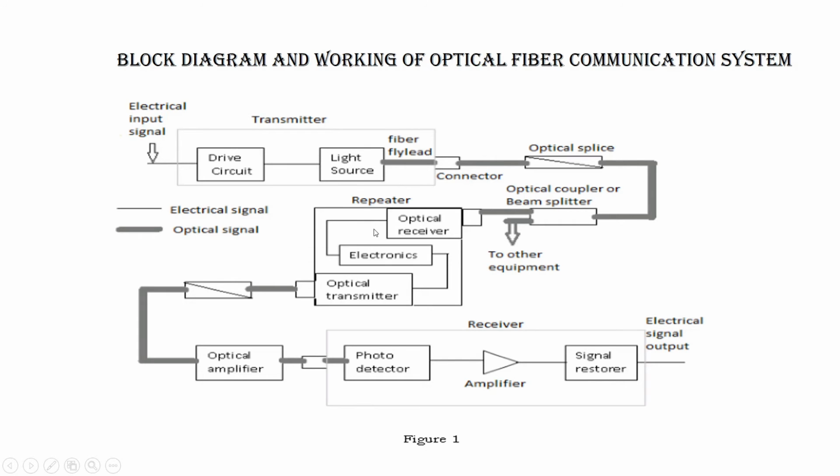And then we provide some electronic circuitry which will regenerate the signal, and then we give it to the optical transmitter. Here you can see this optical transmitter. This optical transmitter can be the same as the first transmitter. So ultimately now you have a regenerated strong signal.